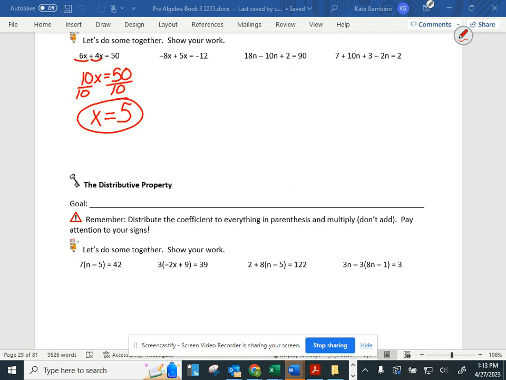Let's look at our next one. Negative 8x plus 5x equals negative 12. What do I do to solve this one? Who can tell me the math to work through? Agnes. Combine the negative 8 with 5. The negative 8x and the positive 5x. So what is, combining those like terms, what do I get? Negative 8x plus 5x gives me what?